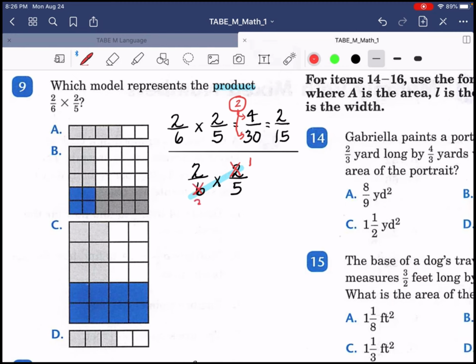2 into 2 is 1. 2 into 6 is 3. 2 times 1 is 2. 3 times 5 is 15. So either way you do it, you get 2/15. The question is, which of those models represents the answer here?